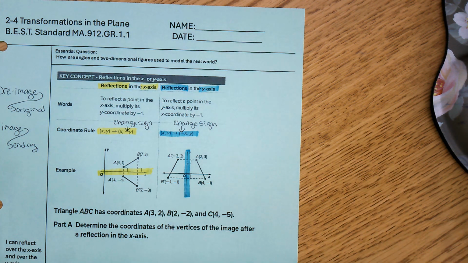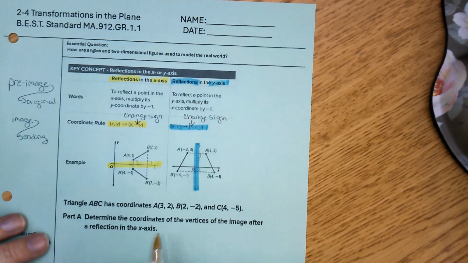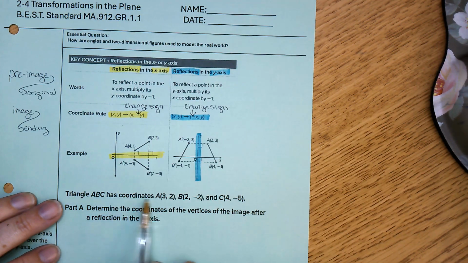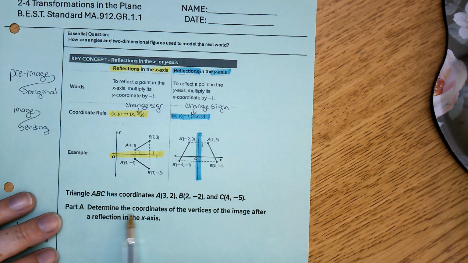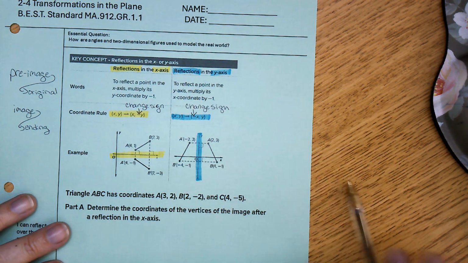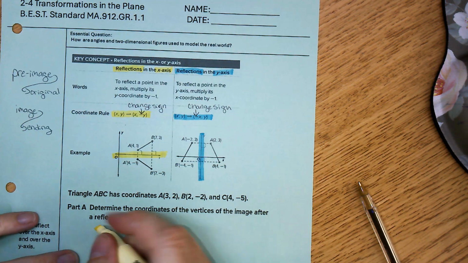What we're going to focus on is the mathematical side of it, okay, following our rule. Knowing these rules is the most important part, so that when it comes time for the test, it gives you some fluency and it makes you quicker on the test for these things. All right, so triangle ABC has these coordinates. This is the pre-image. And it says determine the coordinates of the vertices. Those are the points of the image after it reflects over the x-axis.